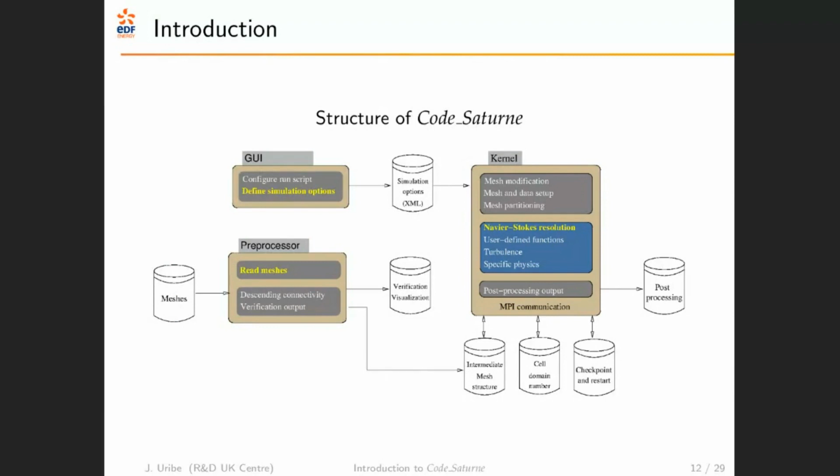We have here a description of the different parts of the code. We have a graphical interface, which you will be using to create an input file, basically. You have a preprocessor, which will read a mesh. Code Saturne doesn't have a meshing software, but it can read a very wide range of mesh formats.